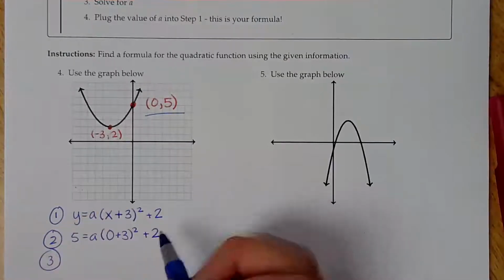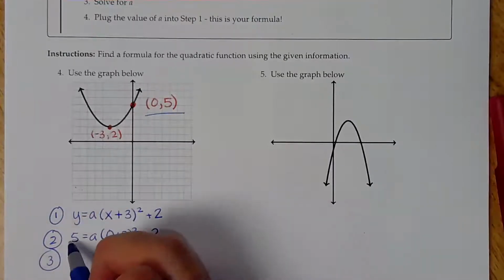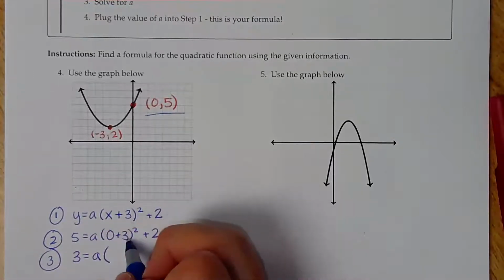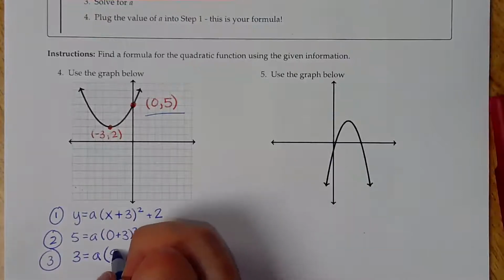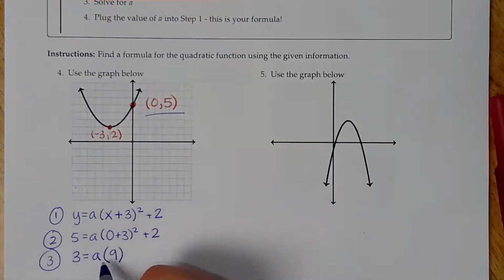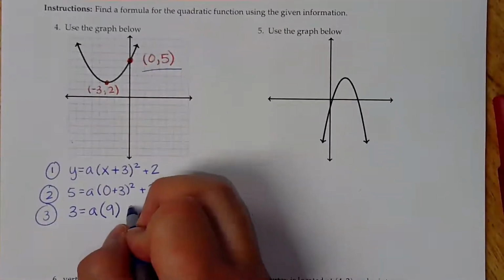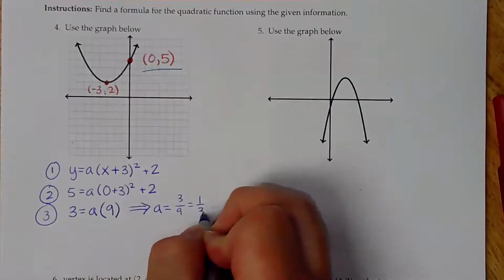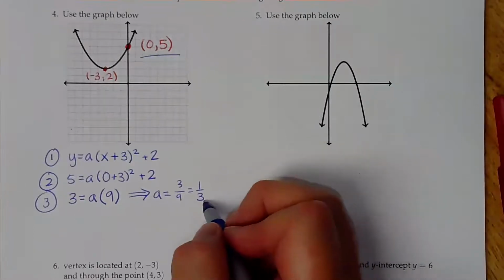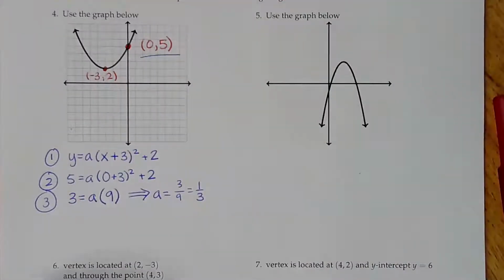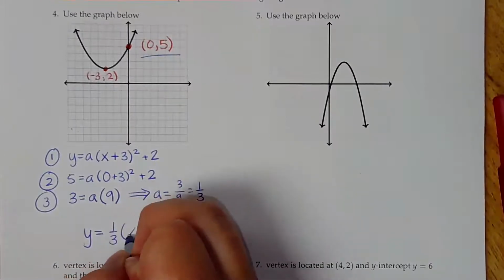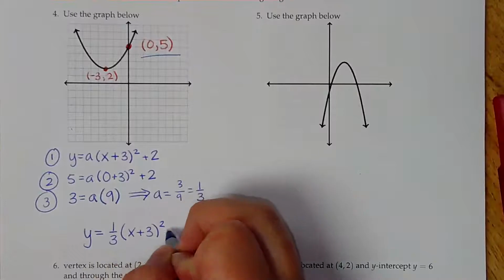And then I'm going to simplify this. So I will subtract the 2 over here. That gives me 3 on the left. And then 0 plus 3 is 3, and 3 squared is 9. So I have 3 = 9a. And I'll divide the 9 over to the other side. And that's going to give me that a = 3/9 or 1/3. Right, and the last step is just to plug this back into what we did in step 1. So my equation here is y = 1/3(x + 3)^2 + 2.